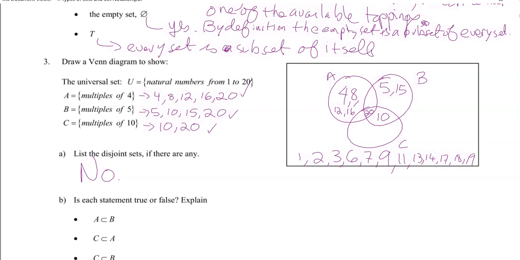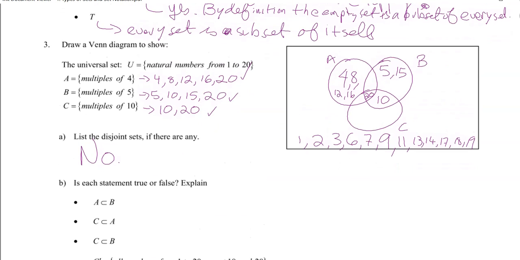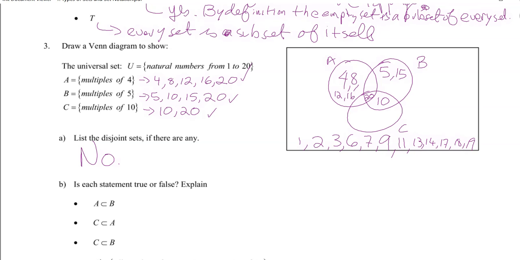Is each statement true or false? Explain. Is A a subset of B? So is every element that's in A also in B? No. The elements 8, 12, and 16 are only in A.